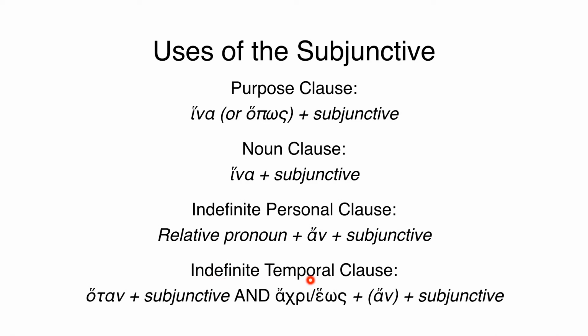Next we have the indefinite temporal clause, which refers to a time frame or a time period that is indefinite, translated as whenever or until. When we have hotan plus the subjunctive, it will be translated as whenever. When we have akri or possibly heos plus an plus the subjunctive, we will translate that as until. So hotan subjunctive, whenever, akri subjunctive or heos subjunctive with or without an will be translated as until, indicating some sort of indefinite temporal clause.